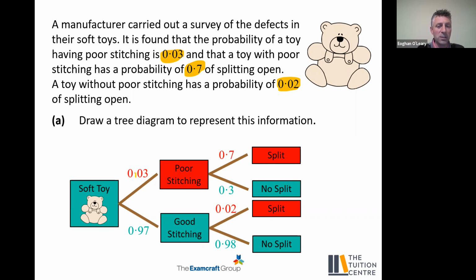So with our soft toy, the probability of it having poor stitching is 0.03. The probability of having good stitching is then 0.97, 1 minus 0.03. If it has poor stitching, the probability of it splitting open is 70%, 0.7. The probability of it not splitting open is then 0.3, 30%. If it has good stitching, the probability of it splitting open is very low, just 2%. The probability of it not splitting open is 0.98. And that's it, and that got you 10 marks.